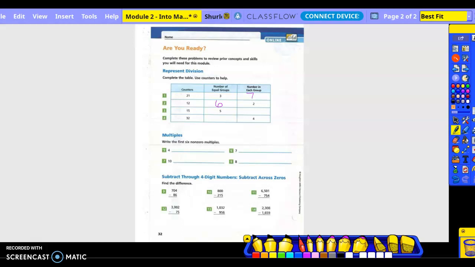15 counters, 5 groups. And how many would be in each one? 3. 32 counters, 4 in each group. So, you would have 8 groups. Write the first 6 non-zero multiples of these numbers. So we would start with 4. What's next? 4, 8, 12, 16, 20, and 24. Is that the first 6?